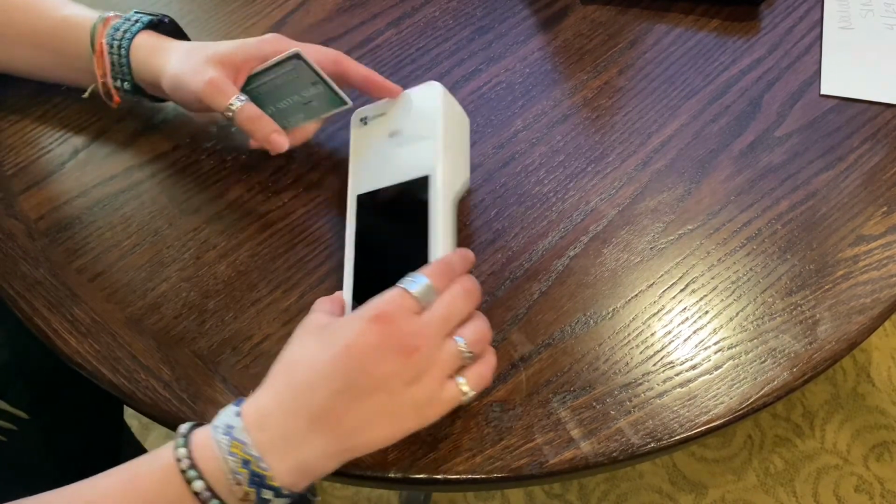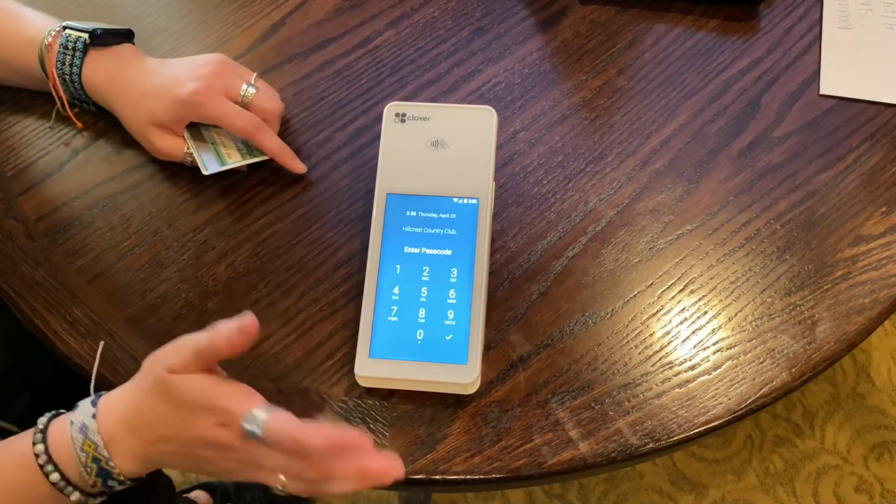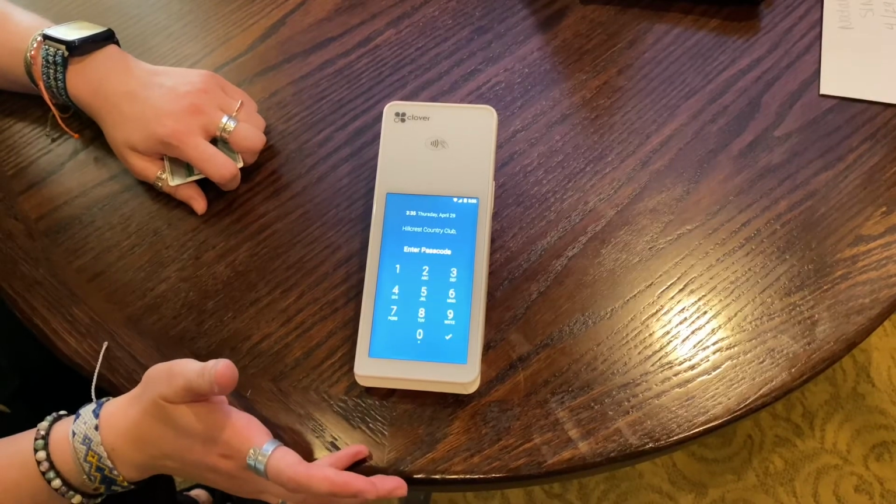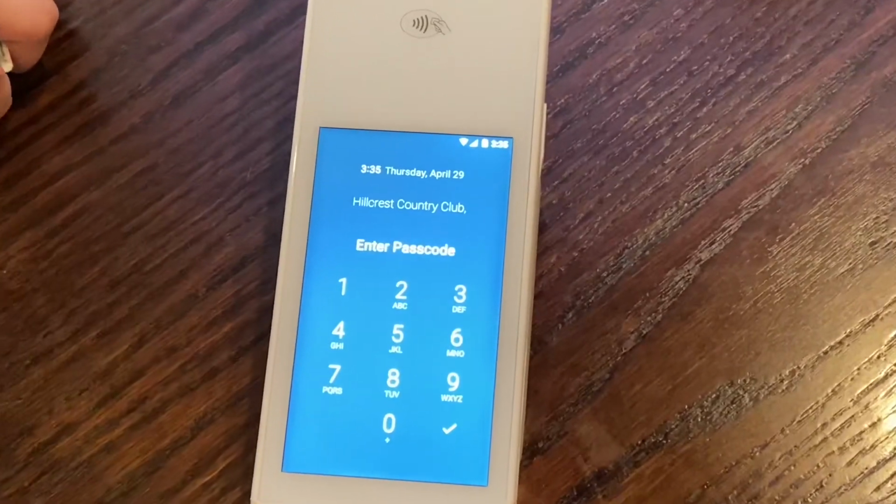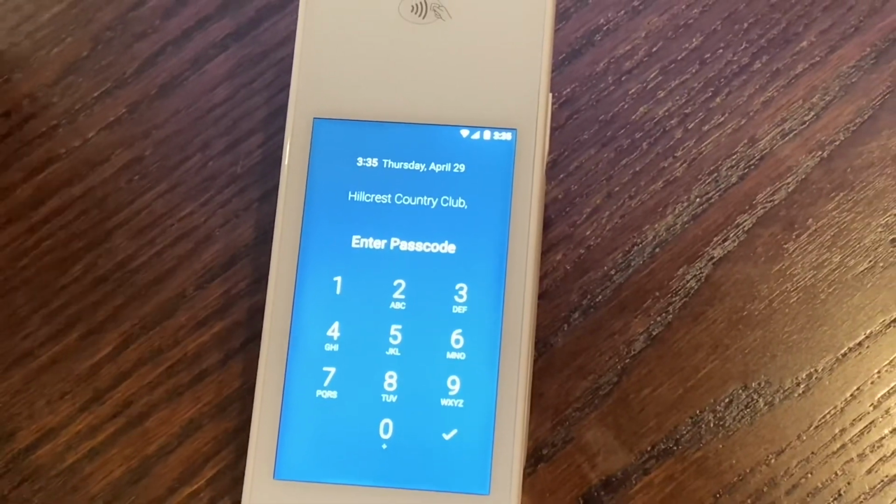Power button is going to be on the side. You click that, it brings you to the home screen, and you just type in your number that you clock in with and the one that you log into the iPads with.